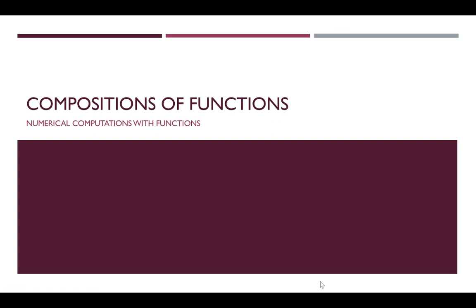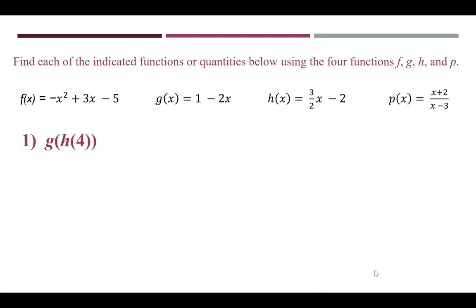Now we'll look at compositions of functions with numerical computations. Here I have 4 different functions described: f of x, g of x, h of x, and p of x. And the composition that I'm looking for is g of h of 4. We're going to start with the inside and work our way out. So we'll begin by finding h of 4. Remember, what this means is we're going to find the y value when x is 4.